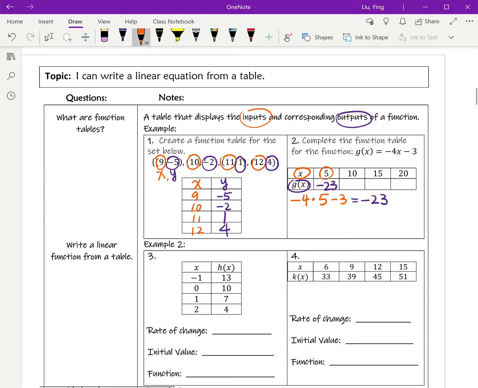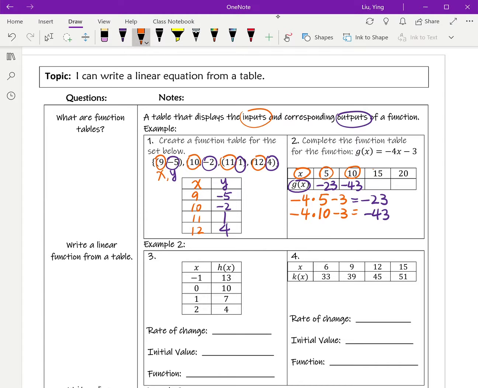Okay, let's do another one. If we put 10 as the x value, then we're plugging in 10 for x. So we will get -4 times 10 minus 3. And that is going to give us -43. So that means when x equals 10, y or g of x is -43.